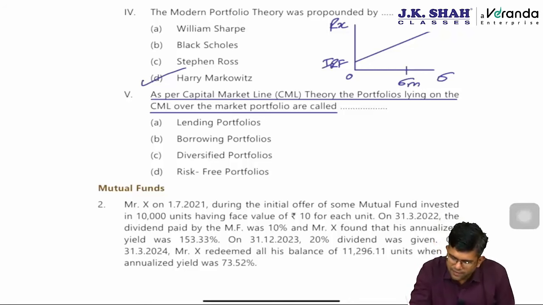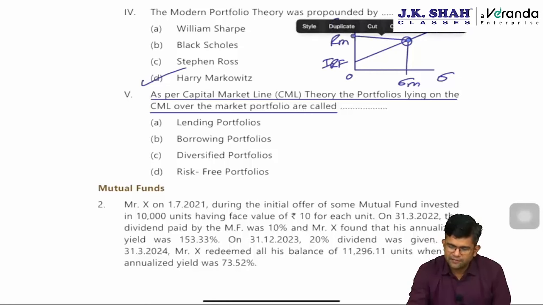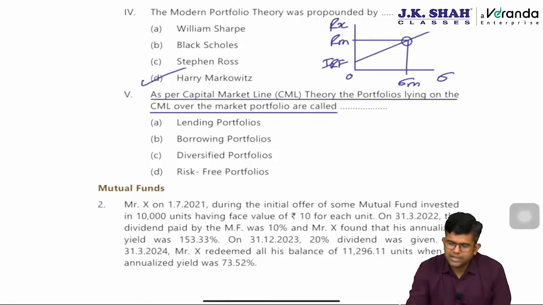And then when I just plot a line like this, and from here I plot it like this, so this used to be RM, so this is market, okay. Now they are saying that if you are lying on a security somewhere here, what are these securities, or I might say portfolios, called as?